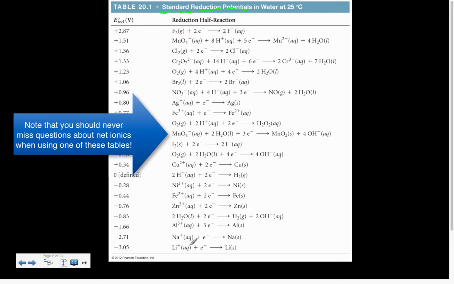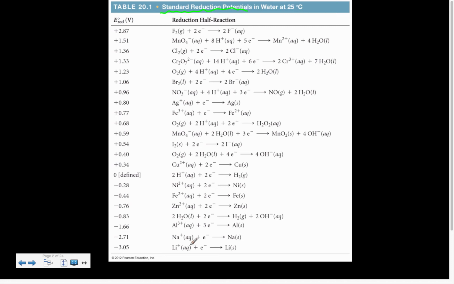Now, this is from table 20.1 from your chapter. Note that Appendix E in your textbook is also a more thorough version of this. There is no expectation, kind of like with your free energy values or your standard heats of formation, that you memorize all of these, but you should know how to use them when you're given them.